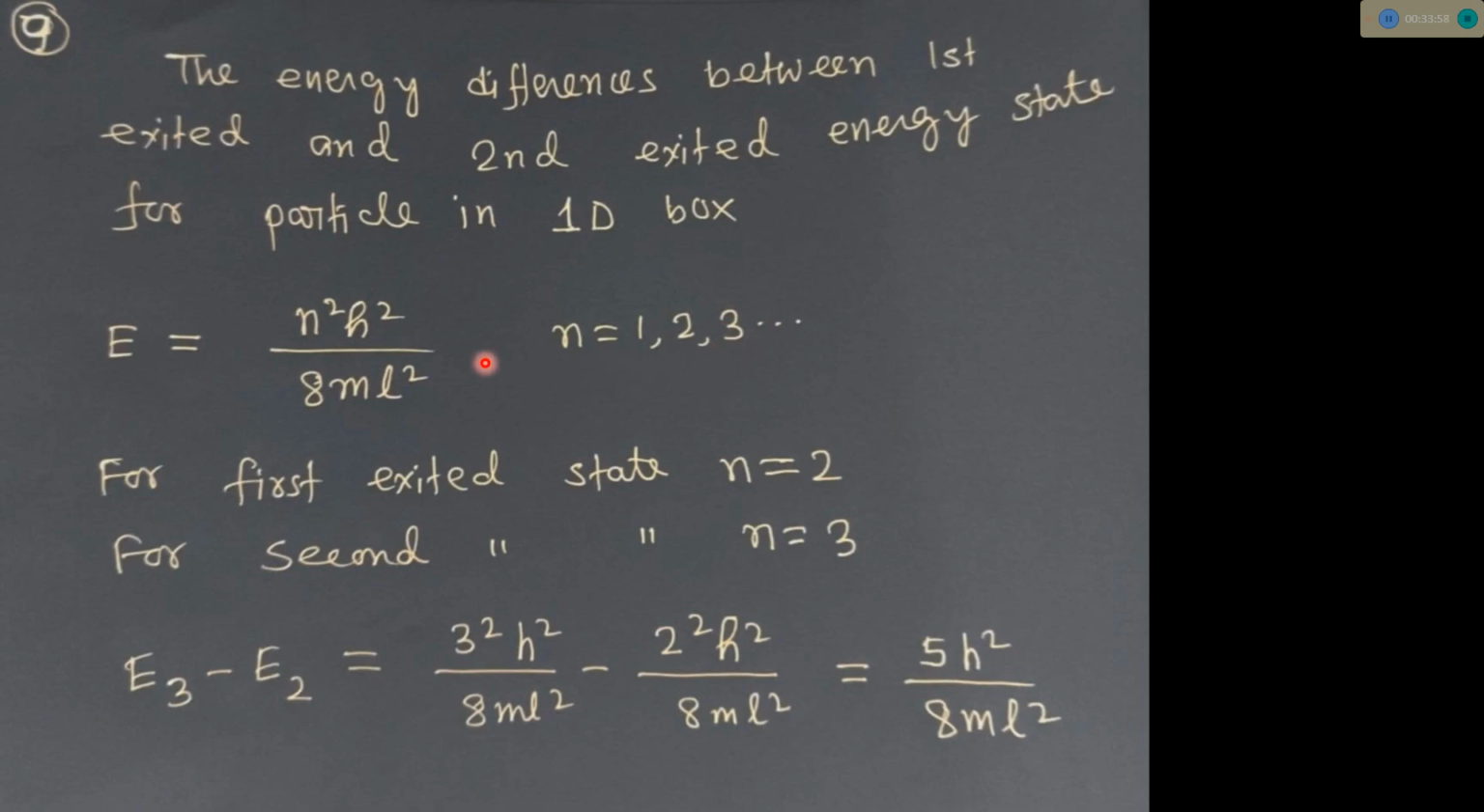They asked about the energy difference between the first excited state and second excited state. Second excited state means the n value is 3, first excited state means n value is 2, and n equal to 1 means ground state. If we calculate this value, we will get 5h square upon 8mL square. This is the energy difference between the second excited state and first excited state for the particle in a box problem.